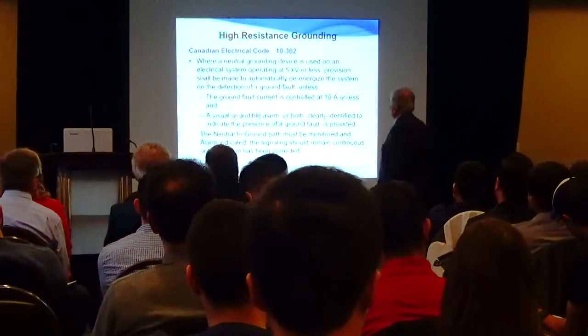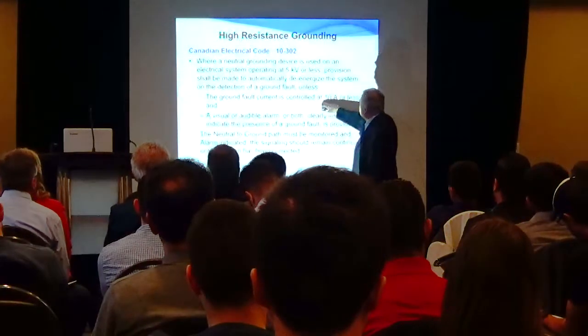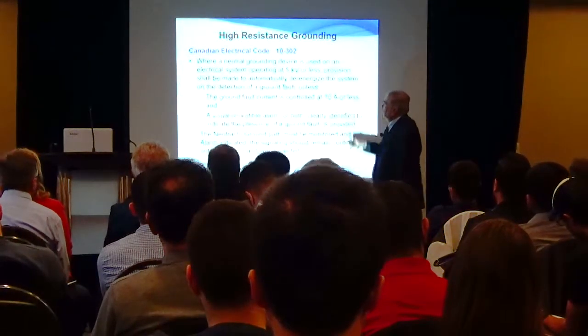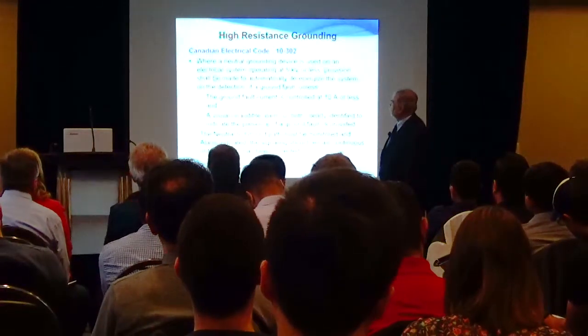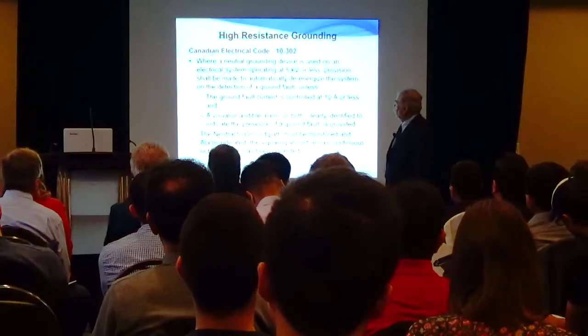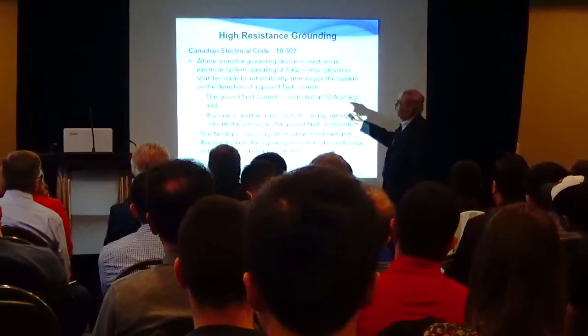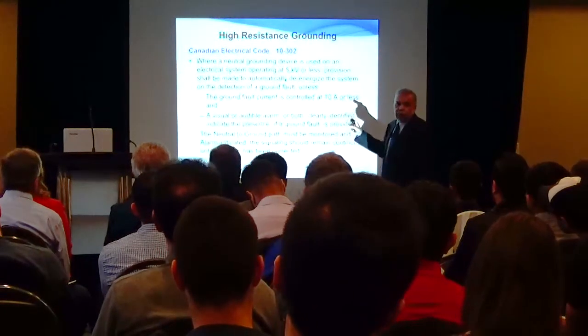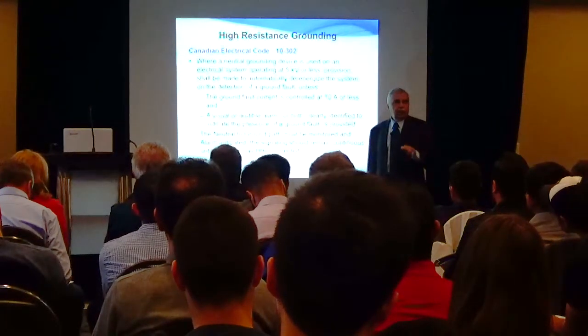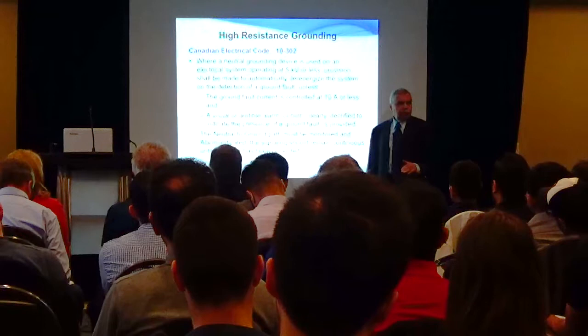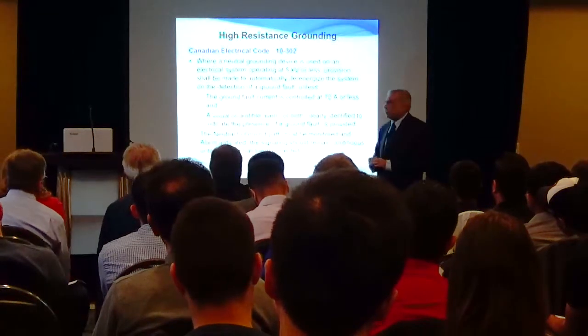So they say, if the current is controlled at 10 amperes or less, a visual or audible alarm should be provided to clearly indicate the presence of a ground fault, and you don't need to trip. So it gives you a big advantage for power continuity if you maintain the current at less than 10 ampere level by using the resistance grounding.